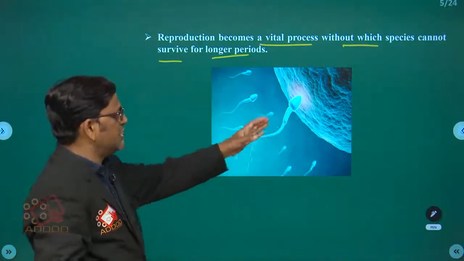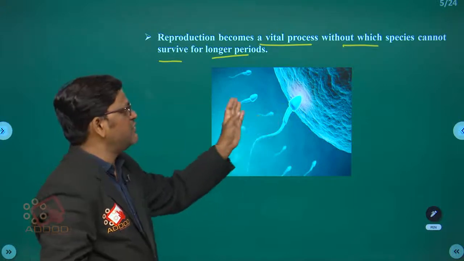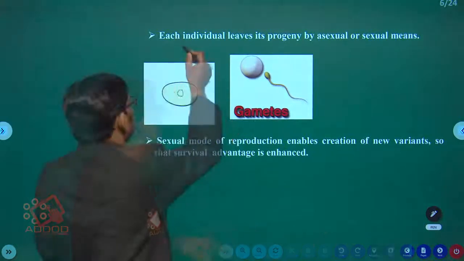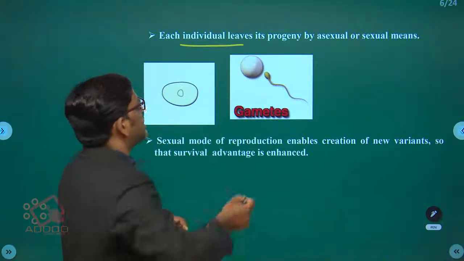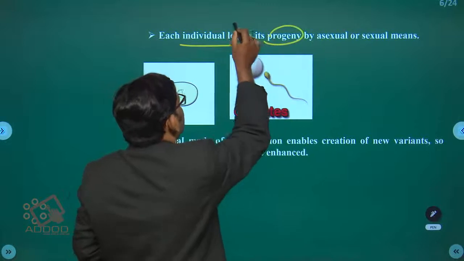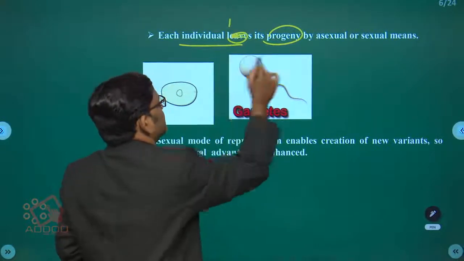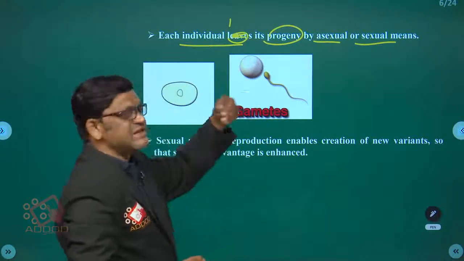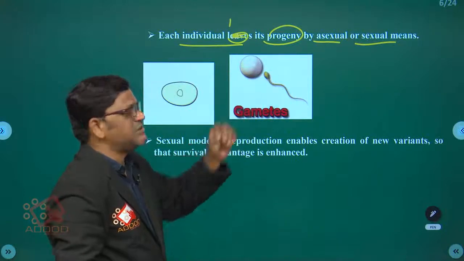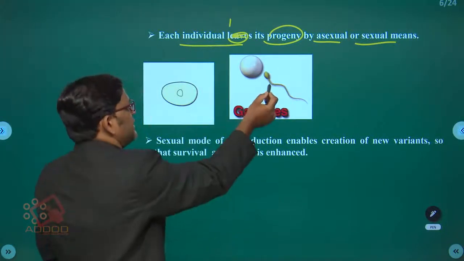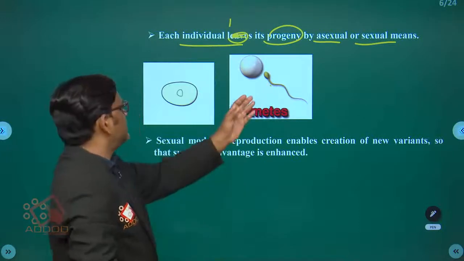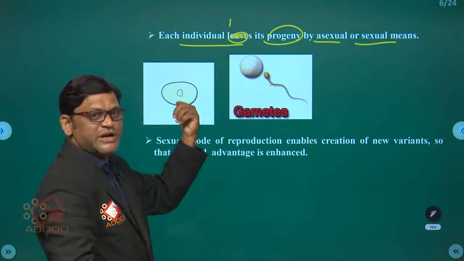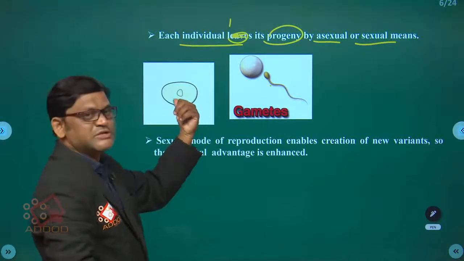Right. So here you can see the earth is because of life. That life is only because of the process called reproduction. If you see that reproduction process, each individual leaves its progeny either by asexual or by sexual means. Here you can see a male gamete coming towards the female gamete. This is called sexual reproduction. Whereas here we can see that an organism is continuing its life by another mode of reproduction.